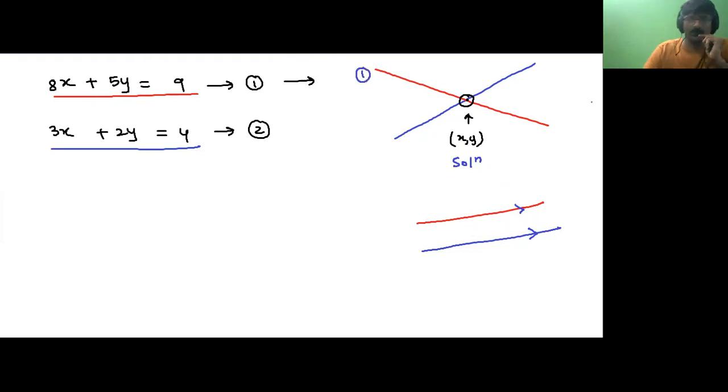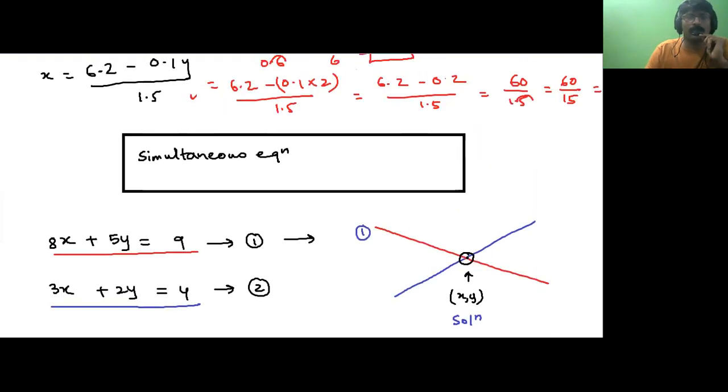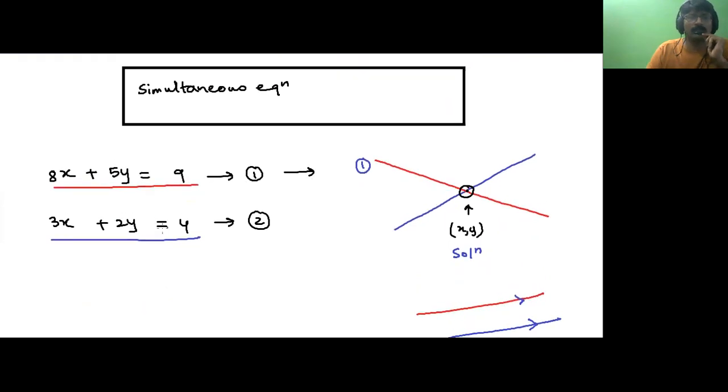Now what is the second concept? How to solve the simultaneous equation? There are many methods. So in this part of the video, I'm going to cover basically the substitution method. So we will learn right now what is called the substitution method. So right now I'll start with topic 1, substitution method.